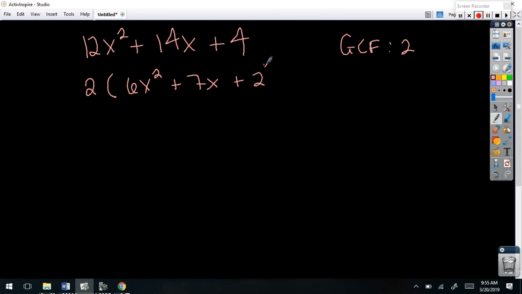I just divided everything by 2. Do you agree? For step 1. Remember what we're getting. The goal is to get from here to here.